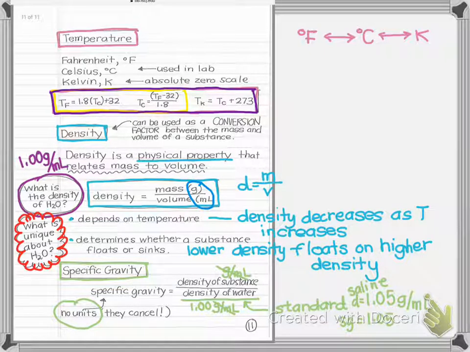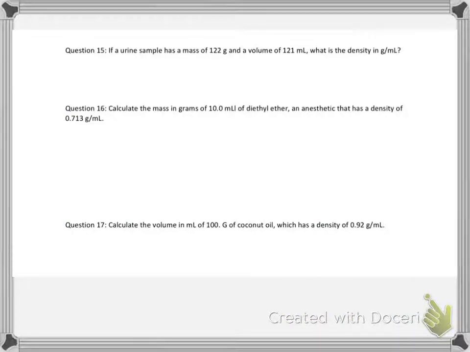We know it depends on temperature. We know it's a physical property, so it can be used to identify a particular substance, or sometimes it can be used to help us understand a little bit about a mixture. We know that lighter substances, lower density substances will float on higher density substances. But another one of the things that we have to do with density outside of the conceptual things is to use it in a calculation. So here I have 3 different problems for calculation. And so just remembering, I have density equals mass over volume.